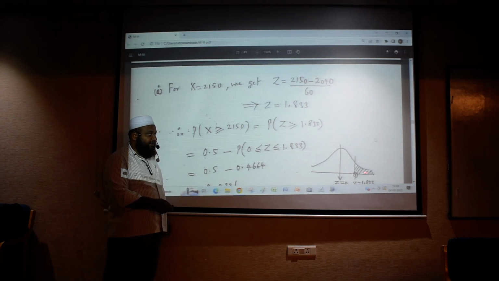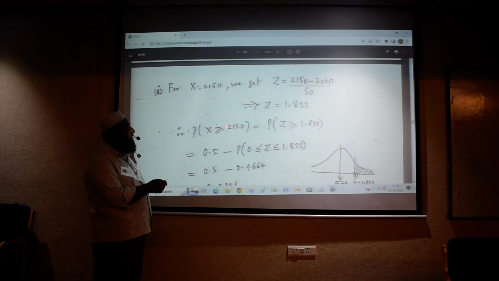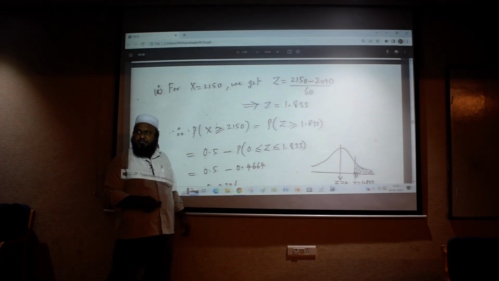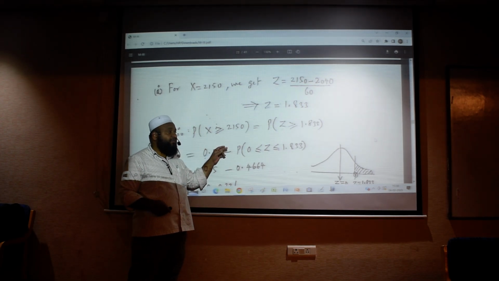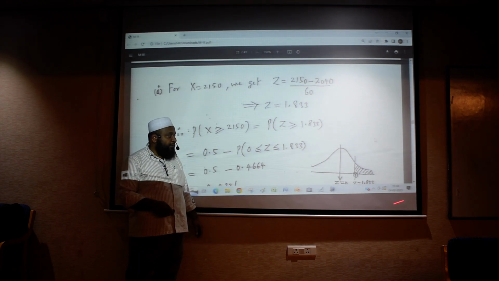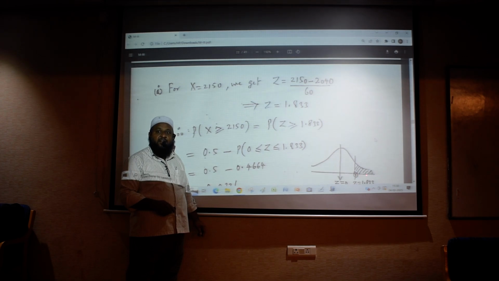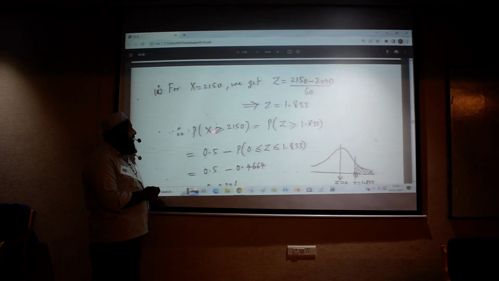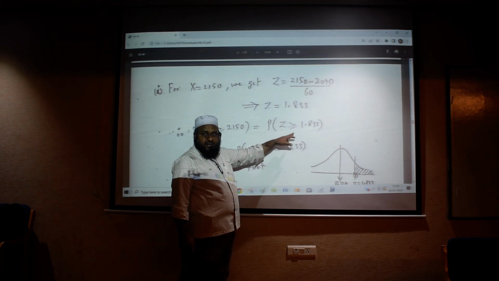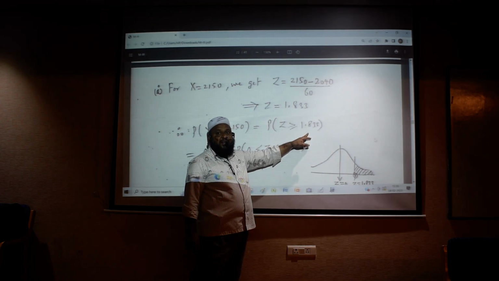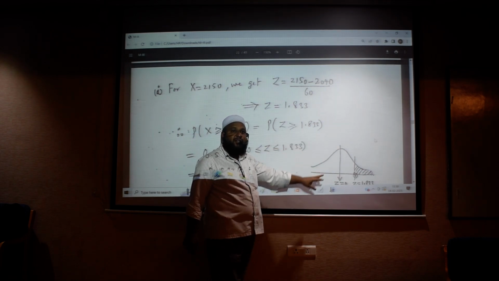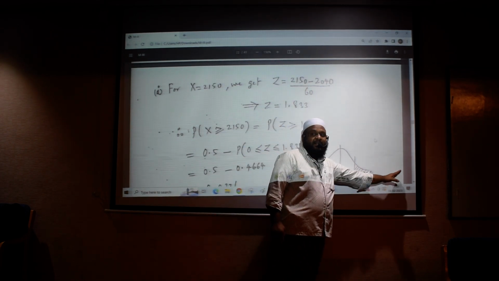We want all of them, right? It is given greater than 2150, which means it may be 3000, it may be 4000, anything more than 2150. So there is no upper limit here. The lower limit is 1.833. So we want the probability, meaning the area where z is greater than or equal to 1.833. So what should I do here? I want this complete area.